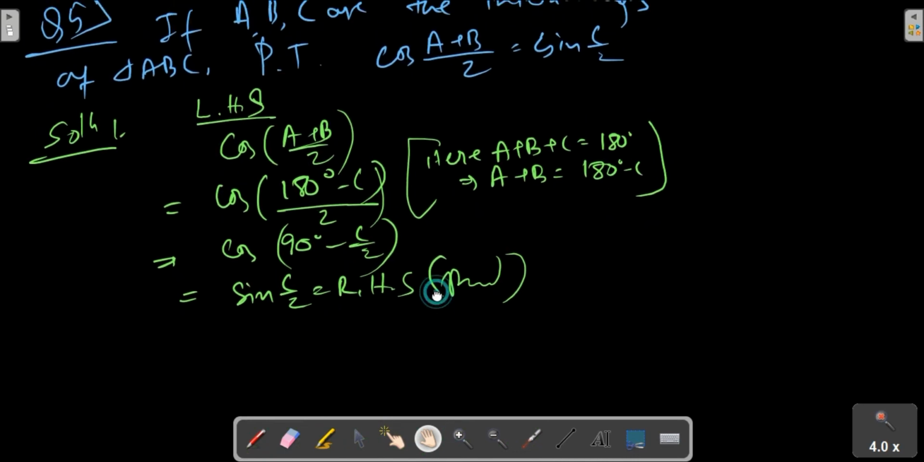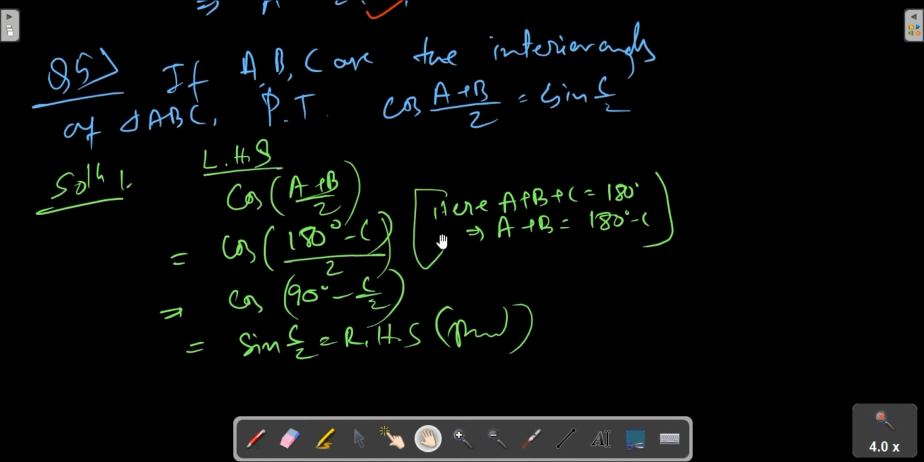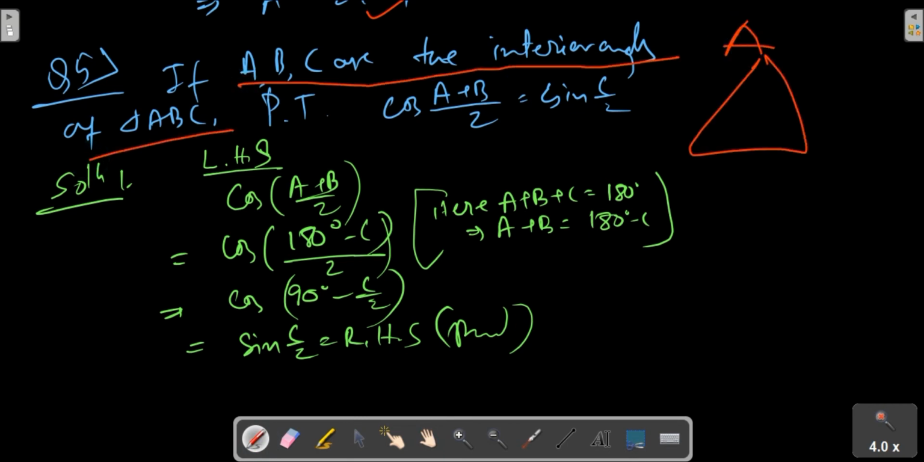So here you can see very clearly that they have told us that ABC are the interior angles of a triangle. So it's the same manner, like there is a triangle ABC. So ABC, they are the interior angles. Okay. Now we have to prove that cos of (A plus B) by 2 equals sine of C by 2. Okay. Let's see.